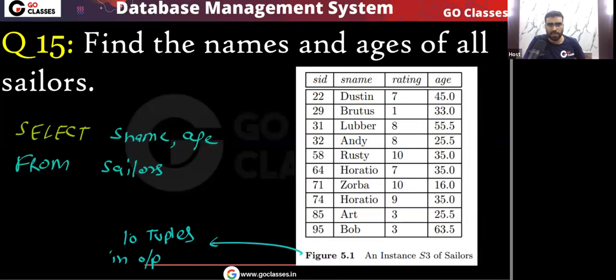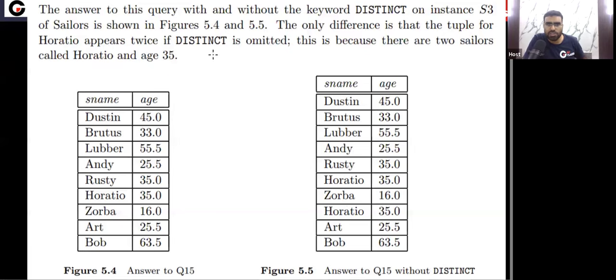And is there any duplicate tuple in the output? Yes, there will be a duplicate tuple. You can see Horatio 35, Horatio 35. Yes or no? This duplicate tuple will also be there. So if you use the distinct keyword, how many tuples will be there in the output? Without distinct, 10 tuples. Remember, without distinct, the duplicate Horatio 35 tuples will be there. But if you use distinct, what will happen?